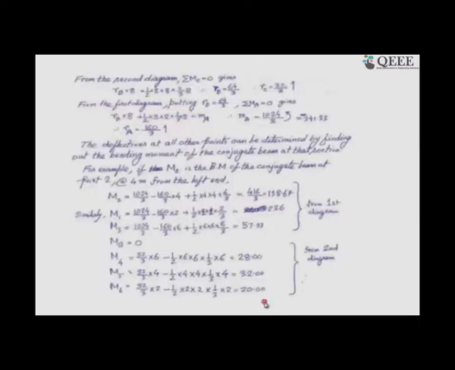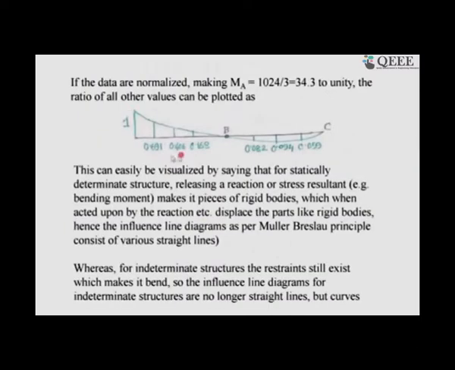Once these deflections are plotted, it gives the qualitative shape of the influence line diagram. Now, if you apply a unit load, this gives you the quantitative values also, or you can normalize as it is done in the book. So, this can easily be visualized for a statically determinate structure. Now, what is the difference between the statically determinate structure and the indeterminate structure?